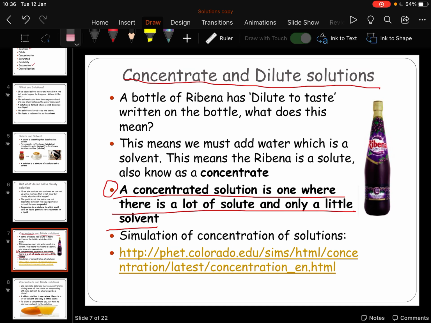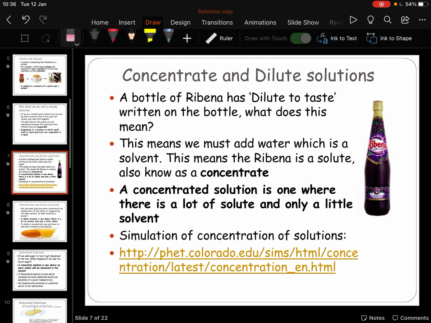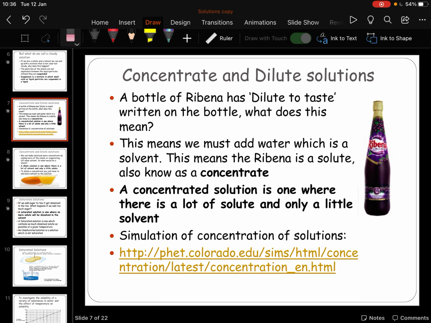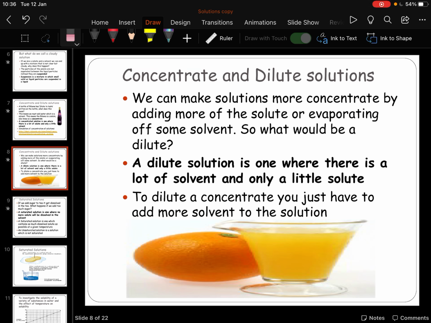So the more concentrated something is, the more solute there is, the more solid there is in it. And of course, you can watch that video there. It's a short animation, actually, showing mixing liquid, making it concentrated or dilute. So, concentrated and dilute solutions. We can make solutions more concentrated by adding more of a solute or evaporating off some of the solvent.